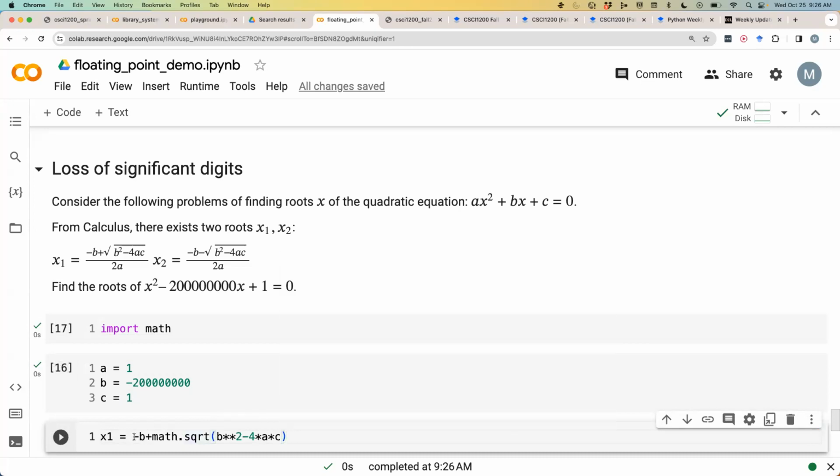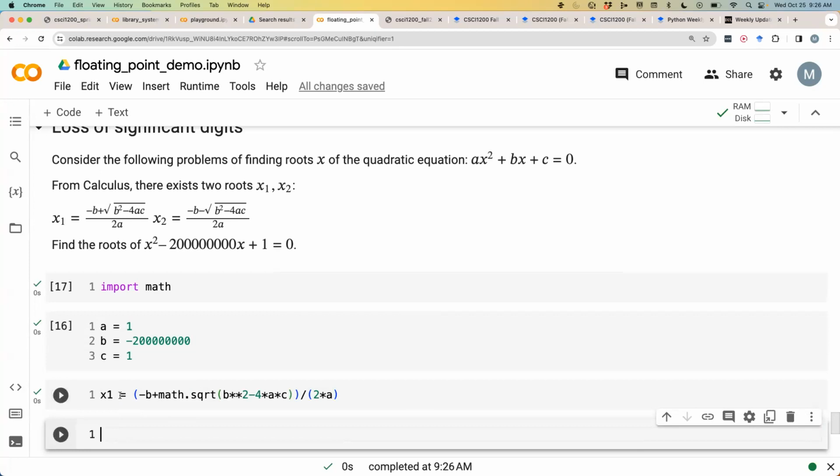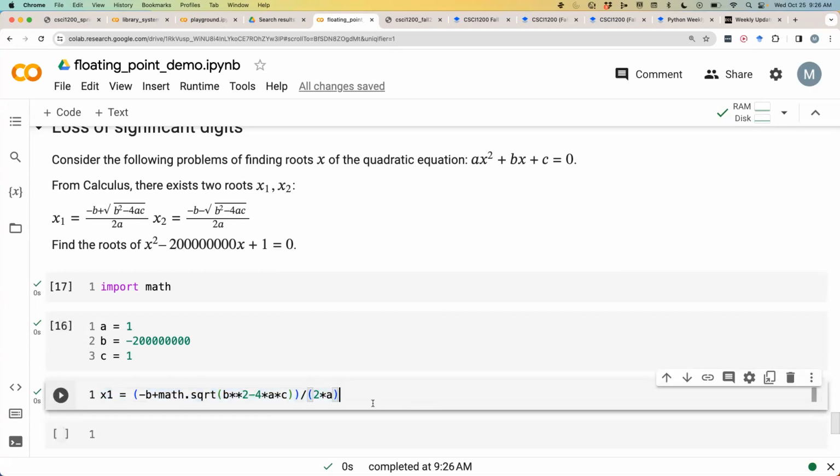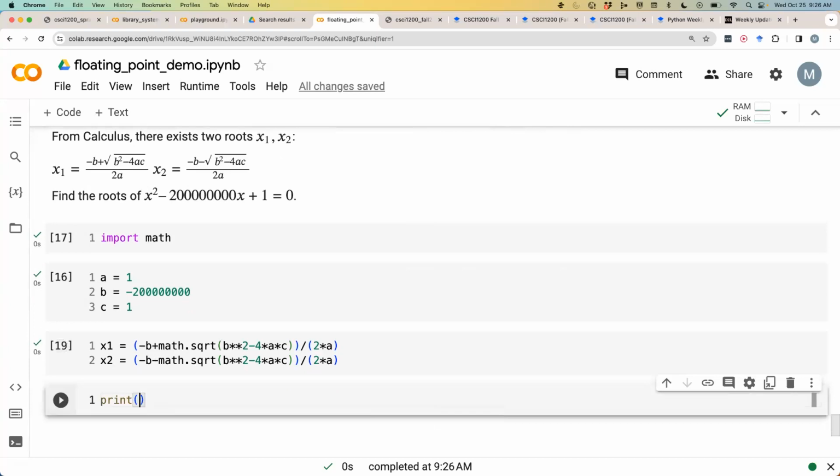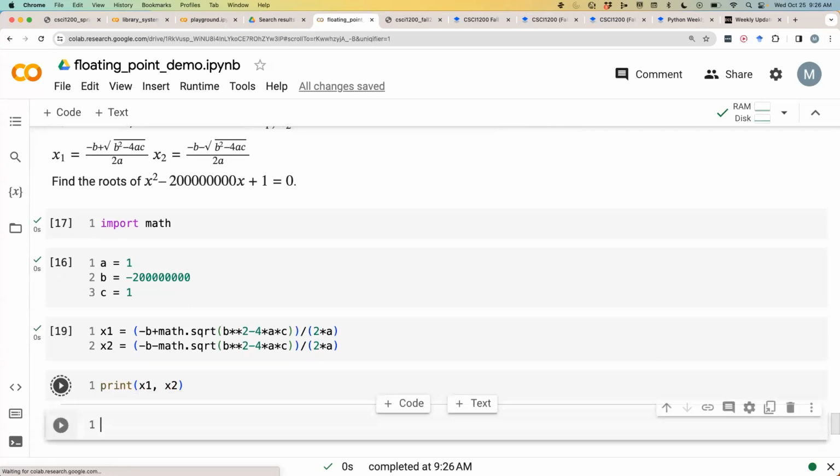Okay, and then the whole thing divided by 2 times a. This is my value of x1. This will be one of the roots, and x2 will be another root. Instead of plus, now it's minus. So let's see what x1 and x2 are.